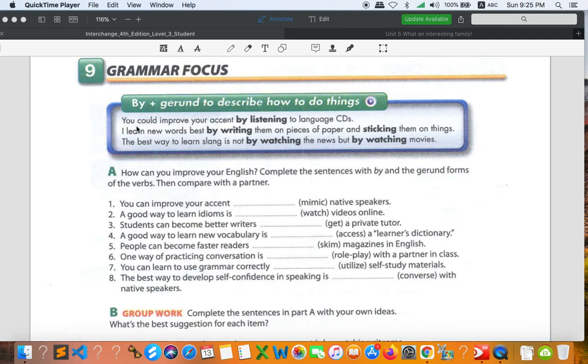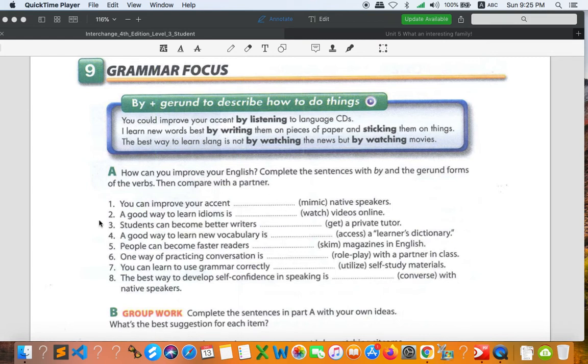As you can see in the examples right here, you could improve your accent by listening to language CDs. I learn new words best by writing them on pieces of paper and sticking them on things. So these are techniques, how to do things. The best way to learn slang is not by watching the news, but by watching movies. As you can see right here, they use by plus gerund. Okay, so in this case, it's nothing much, so you don't need to care much about this. Just know that it's by plus gerund, that's it.